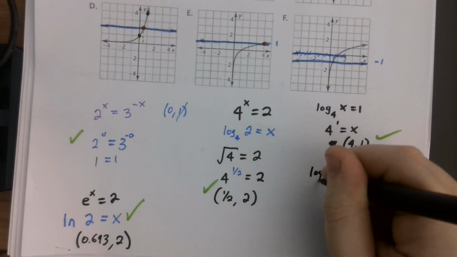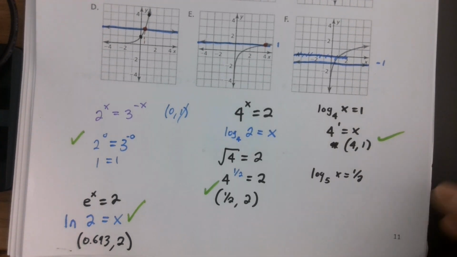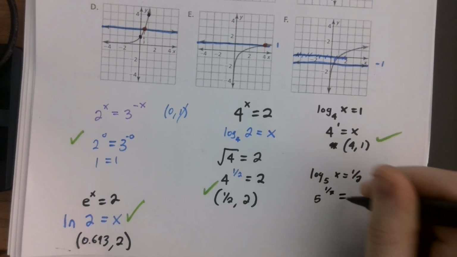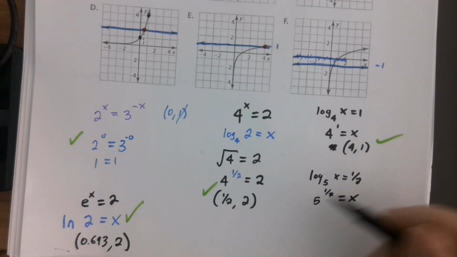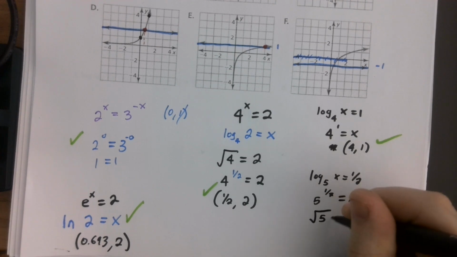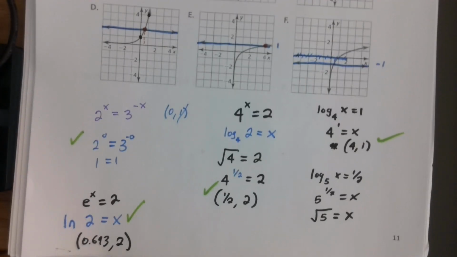Well, if log base 5 of x equals 1/2, if we wanted to solve this one for x, we know that we could rewrite it as 5 to the 1/2 power equals x. But once again, 1/2 power is the same as the square root. So what this is saying is x should equal the square root of 5. What is the square root of 5? Well, we know it's going to be bigger than 2, because the square root of 4 is 2, and it's going to be less than 3.